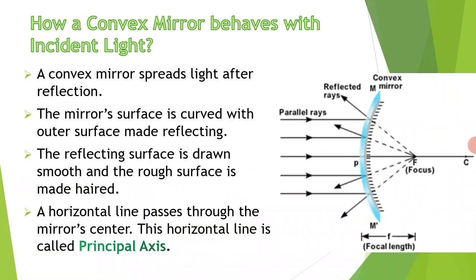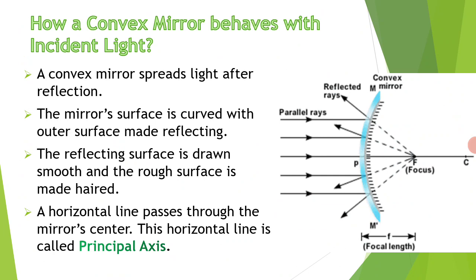Now, how does a convex mirror behave with an incident light? A convex mirror always separates the light; it will not focus the light. So, a convex mirror separates the light after reflection. The mirror surface is curved with the outer surface made reflecting. The reflecting surface is drawn smooth and the rough surface is hatched. A horizontal line passes through the mirror center. This horizontal line is known as the principal axis.